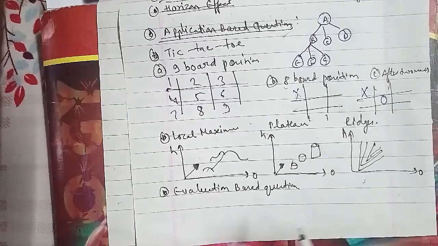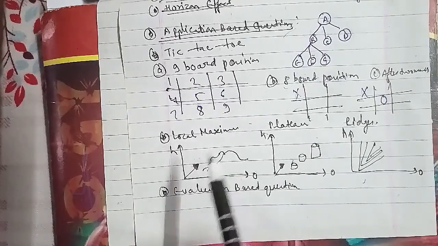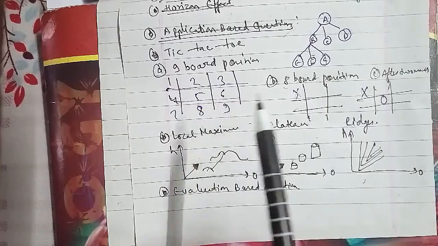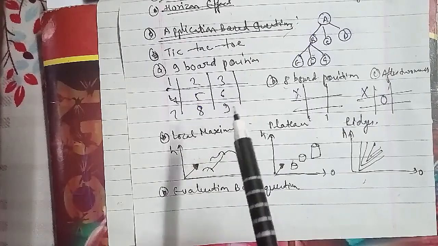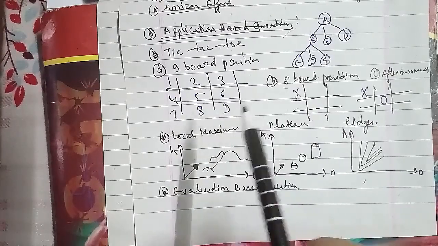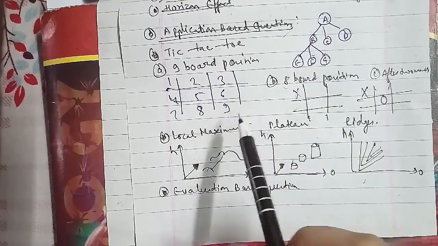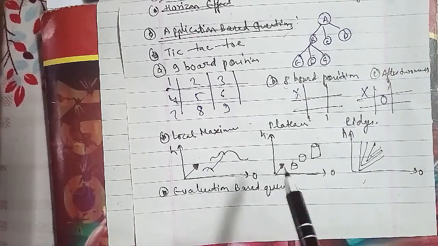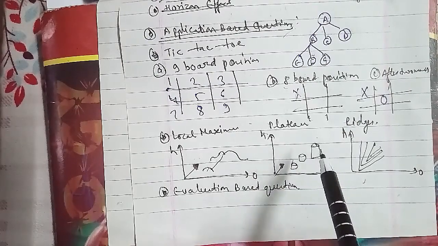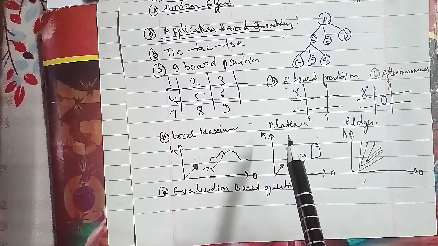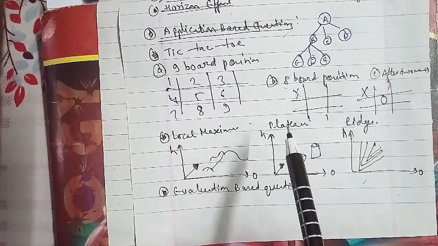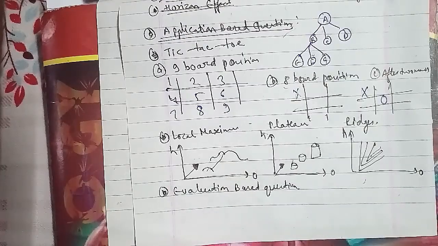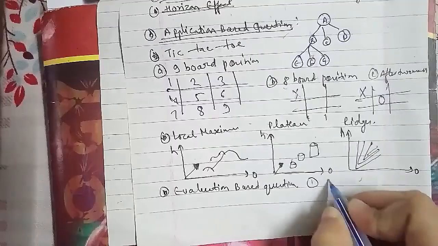Evaluation based question. The question is: this type of search begins by expanding the initial node, using an operator to generate all successors of the initial node and test them. A variant of this search called backtracking search uses less memory. Predict the search technique. So I repeat the question. The answer is depth first search.